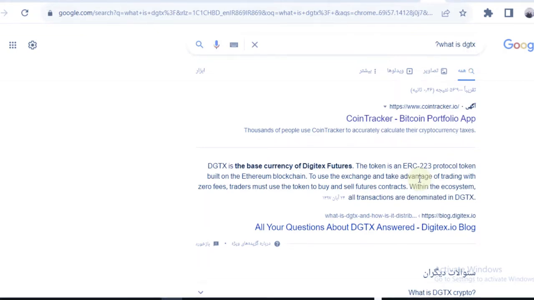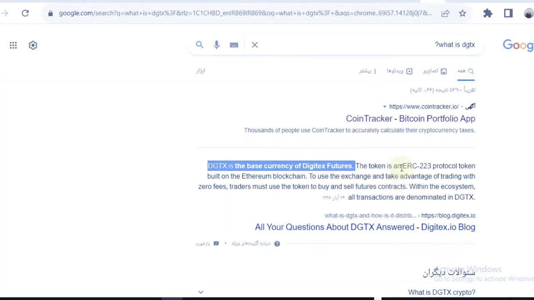I talk with you about dgtx. dgtx is the base currency of dgtx futures. The token is an ERC-20-23 protocol token built on the Ethereum blockchain.